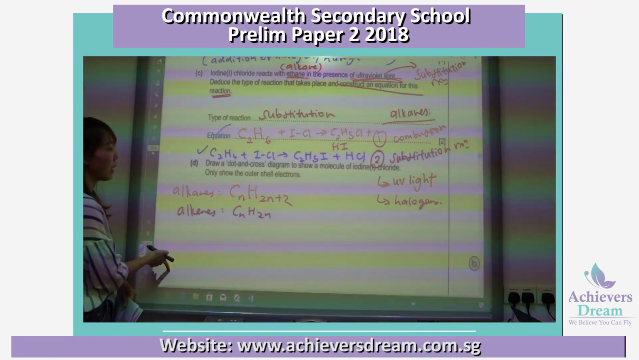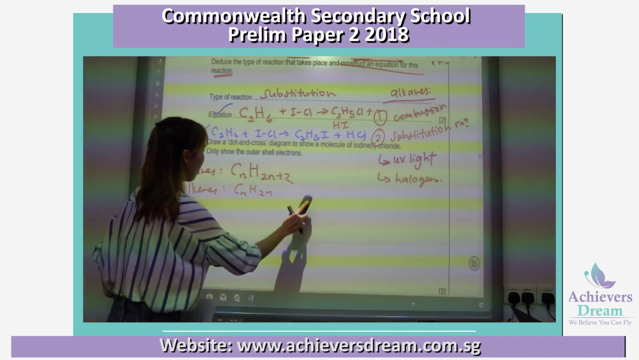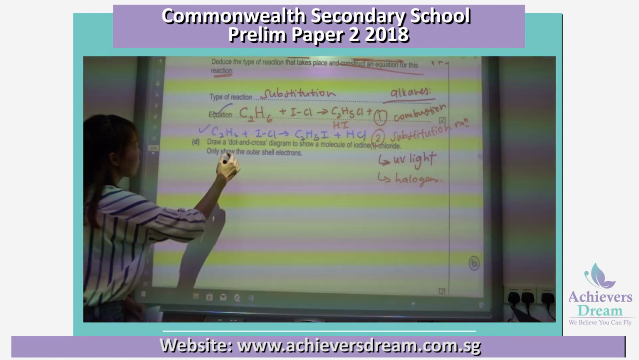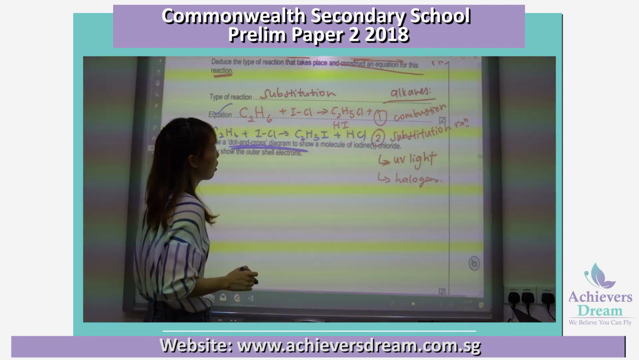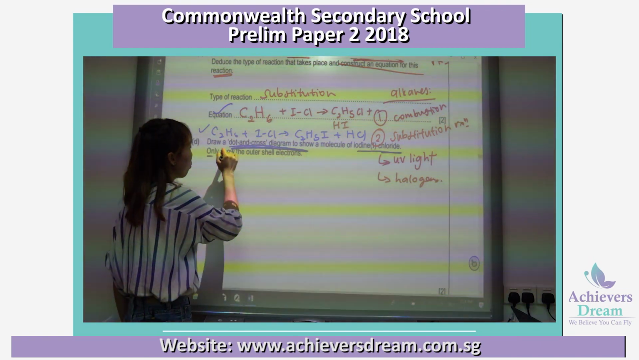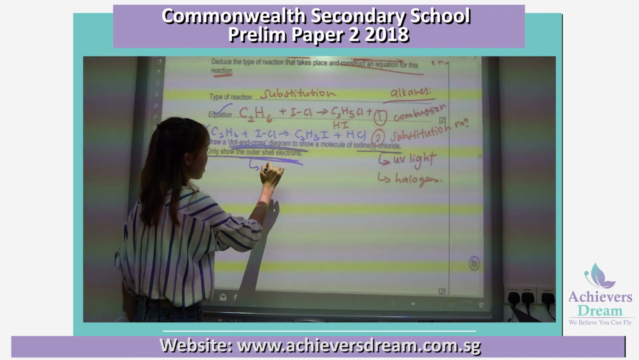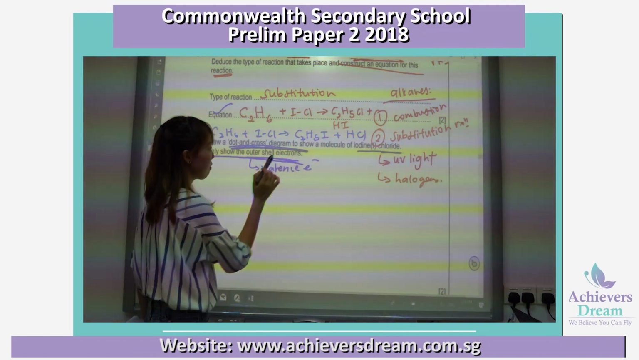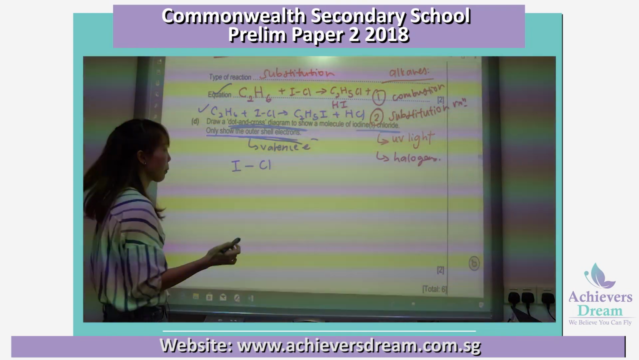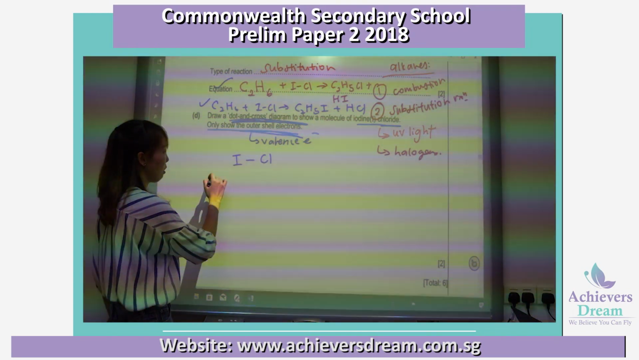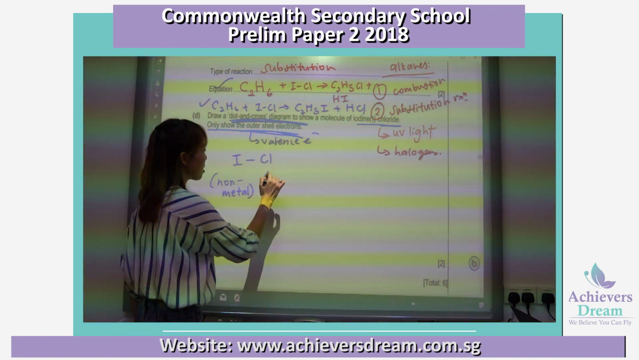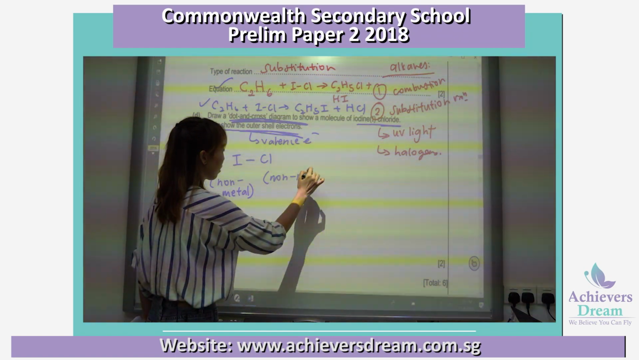Okay, so for part D, draw a dot and cross diagram to show a molecule of iodine chloride. And they ask to show only the outer shell electrons, your valence electrons. First thing that we need to do, iodine chloride, ICl, correct? What kind of bonding will this be? How do I know? Iodine is a non-metal. Chlorine similarly is also a non-metal.